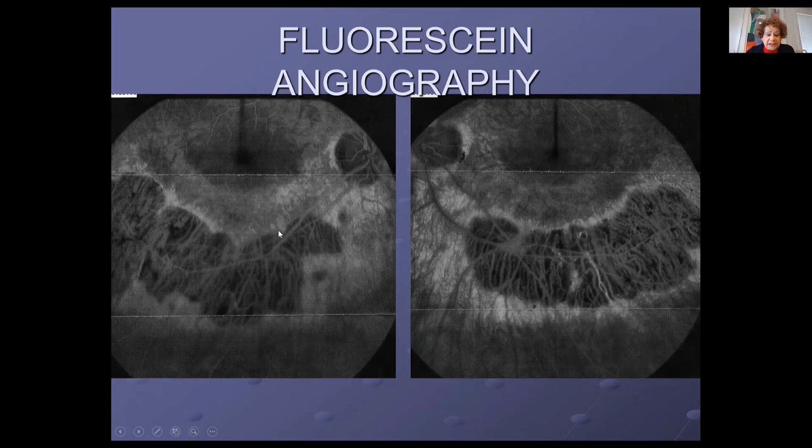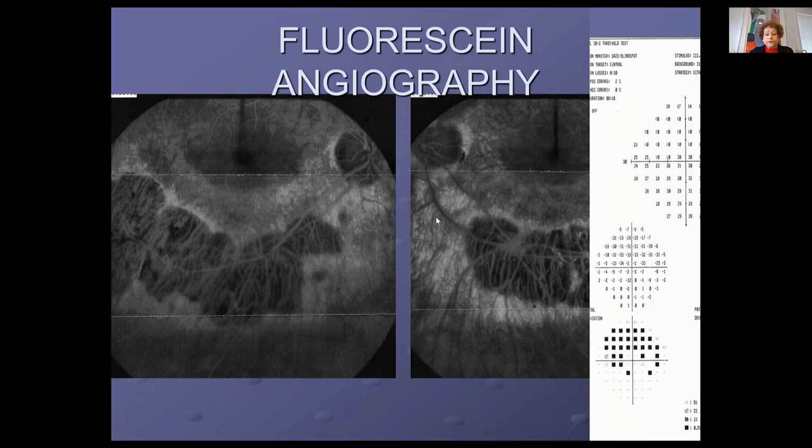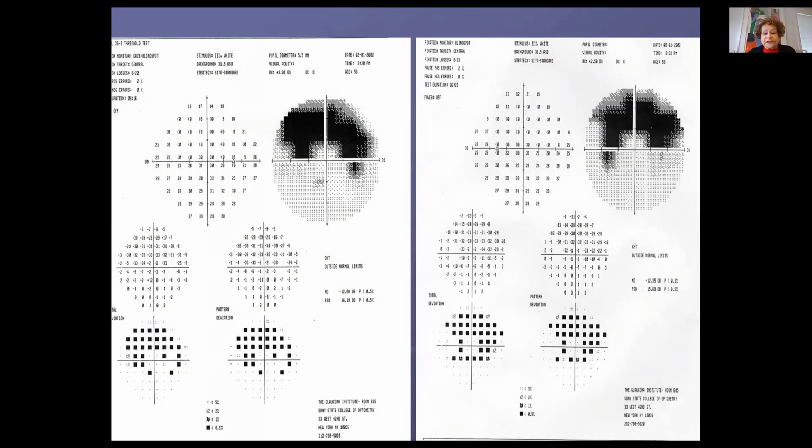And you can appreciate some staining around the edges where the retina is becoming thinner and the RPE is affected, sort of like window defects, if you will. If you do a visual field on this patient, you find that he has bilateral, dense, arcuate scotomas. Glaucoma does not do this.